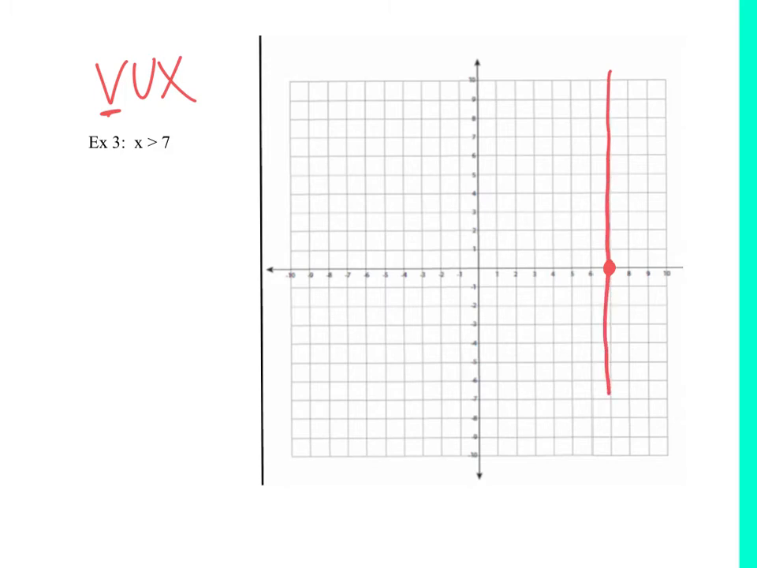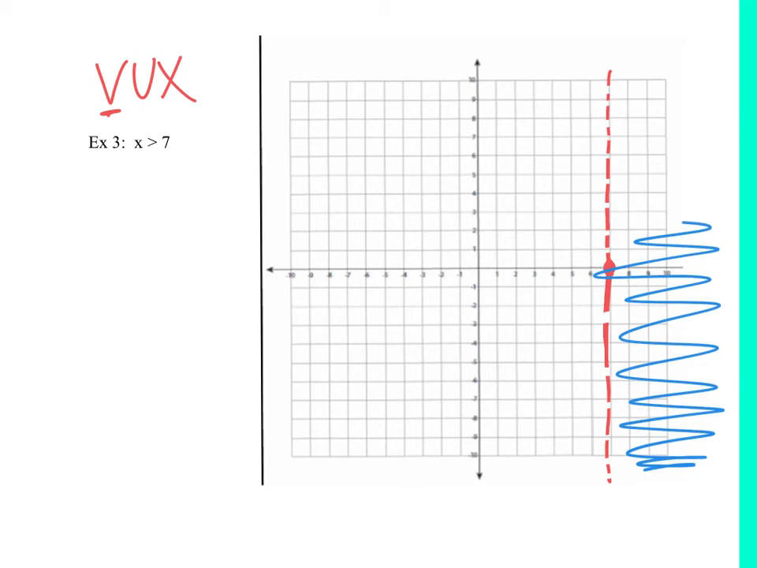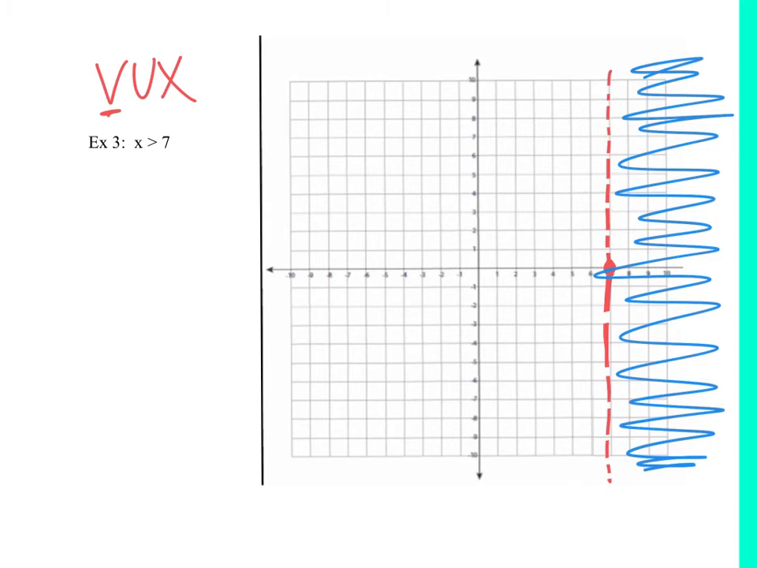But what kind of sign is this? It's greater than, which means what kind of line? Dash. So really this needs to look like a dash line. Okay. And if it's greater than 7, do you think I'm going to be shading left or right? Right, okay, because it's all the values on my x that are greater than 7. So we're shading to the right on that one. Any questions on that?